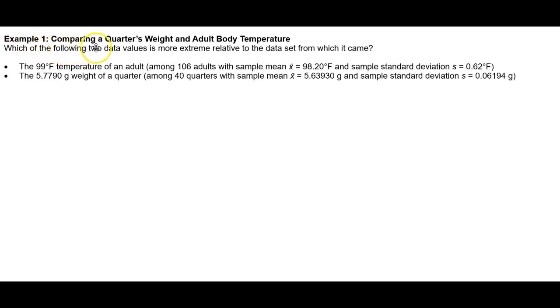Example 1. Comparing a quarter's weight and adult body temperature. Which of the following two data values is more extreme relative to the data set from which it came? The first one is the 99 degrees Fahrenheit temperature of an adult among 106 adults with a sample mean of 98.2 degrees Fahrenheit and sample standard deviation, lowercase s, which is equal to 0.62 degrees Fahrenheit.